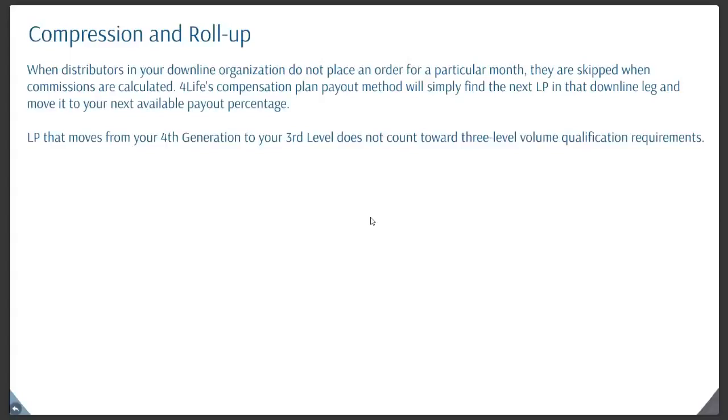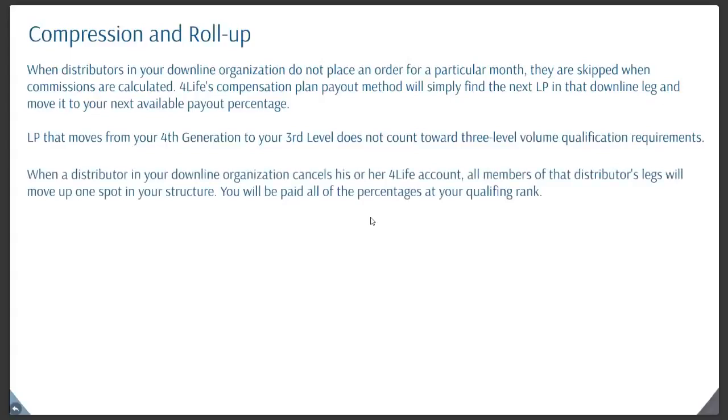One thing to keep in mind is that LP that's going to move from your 4th generation to your 3rd level is not going to count towards 3-level volume qualification requirements in these instances. And compression is when somebody doesn't do an order for 1 month, but when somebody actually permanently cancels his or her 4Life account, all members of that downline organization of yours will basically move up 1 spot permanently in your structure. And then you'll be paid all the percentages at your qualifying rank, and all the percentages will be paid all the way up through your upline organization as well.